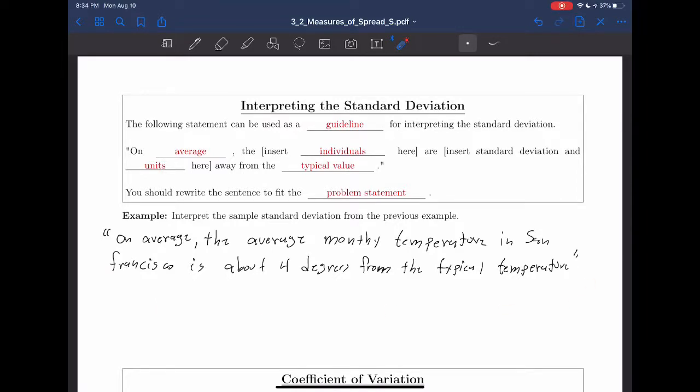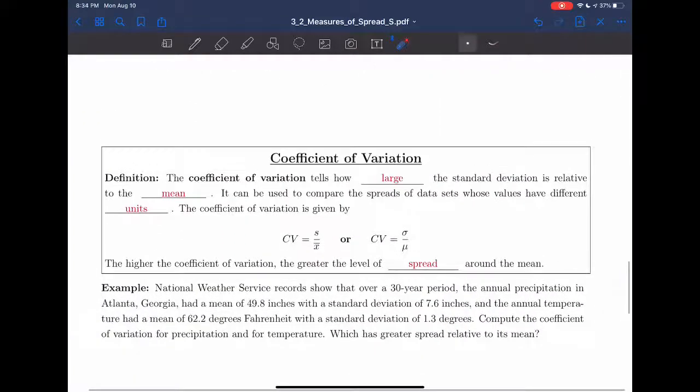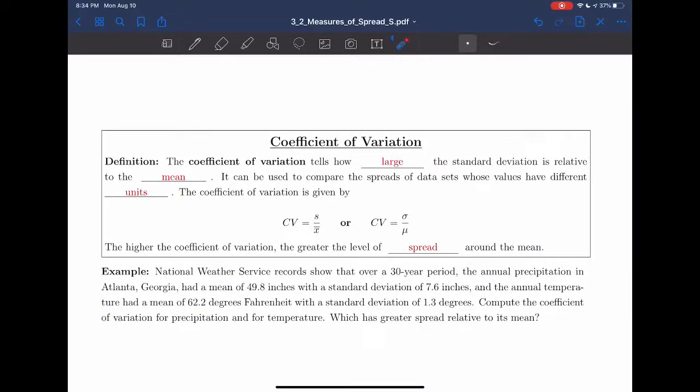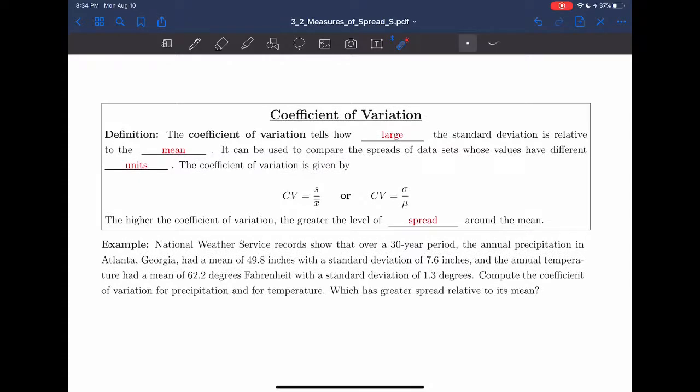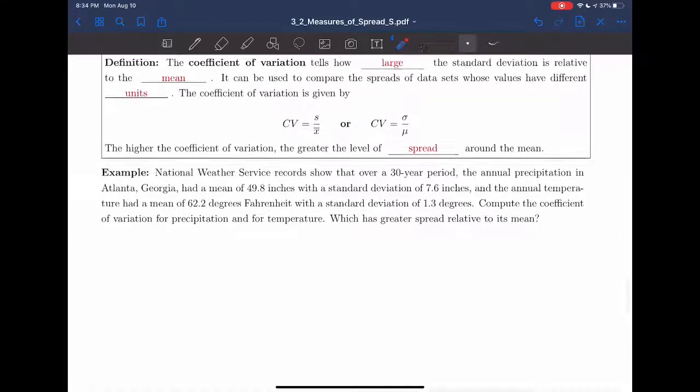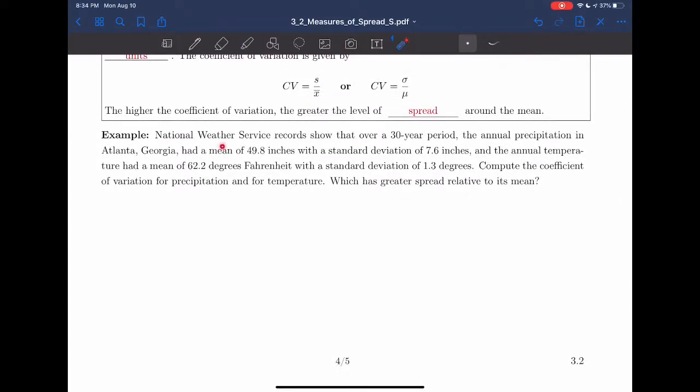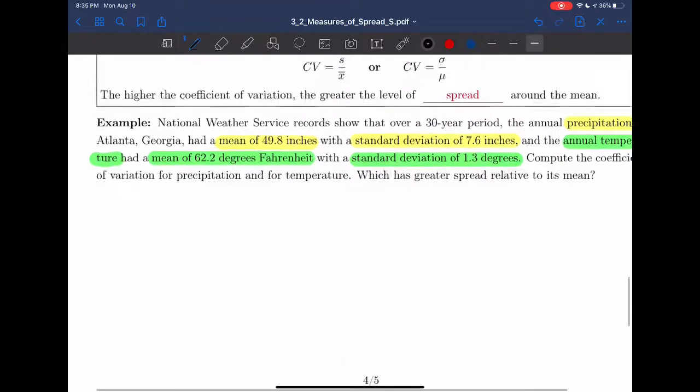Another way you can figure out how spread your data is, is something called the coefficient of variation. And what this does is tell you how large your standard deviation is relative to the mean. And this is really good when you want to compare data which has different units. So let's look at this example. The annual precipitation in Atlanta, Georgia has a mean of 49.8 inches and a standard deviation of 7.6. And the annual temperature is 62.2 with a standard deviation of 1.3. We want to compare each of these coefficients of variation.